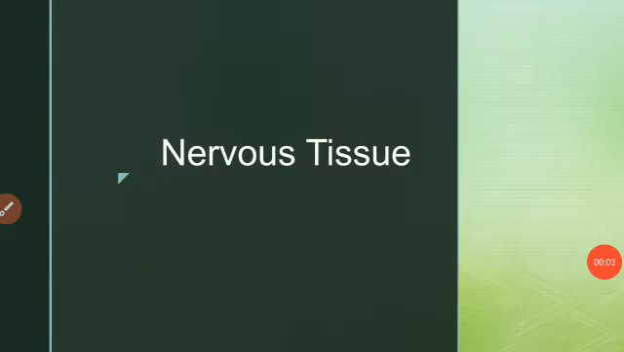Good morning, everyone. Today we will be studying about the fourth type of animal tissue. Yes, the name is on your screen. It is the nervous tissue.